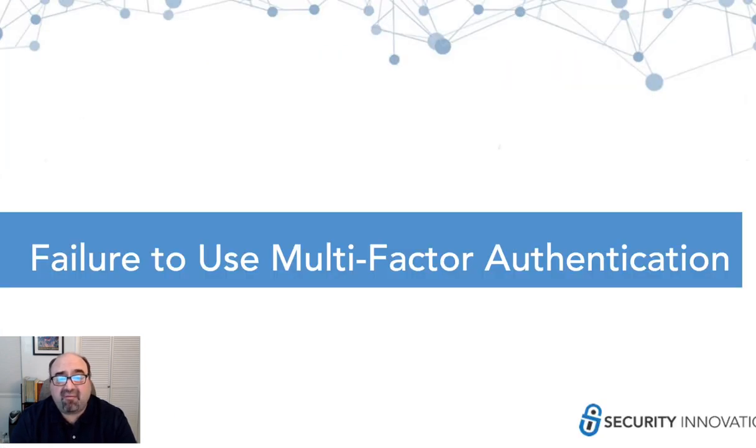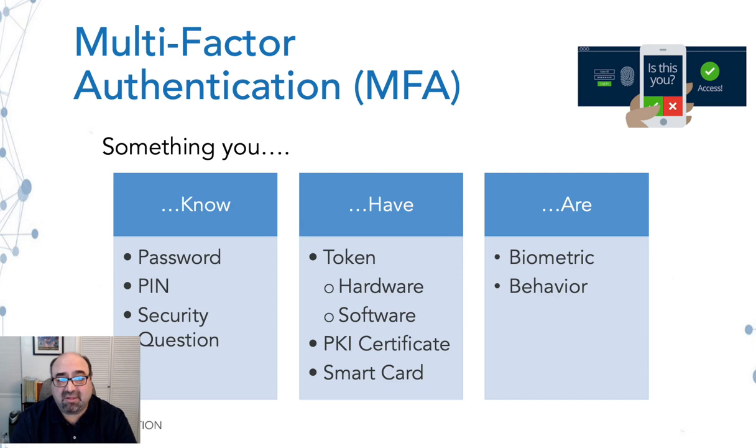Now let's get into the failure to use multi-factor authentication. Multi-factor authentication, of course, is something you know, have, or are. So the idea being you use multiples of these factors to make it a much more secure authentication. So commonly, it's going to be a password or something plus something you have, like a token or your cell phone, for example, or it might be a biometric or a behavior. So this would be a password plus, for example, scanning your fingerprint.